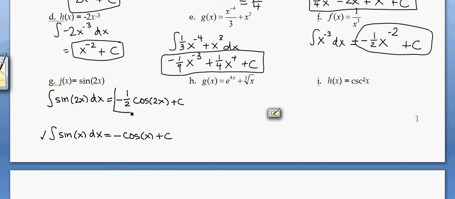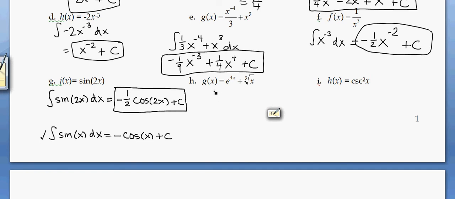Again, you have to make sure you really believe that. If you're just sitting there listening to me and not really understanding it, you're not doing everything you need to. So what I would actually recommend you do is pause the video, let g of x be your 2x, and actually work through the chain rule and convince yourself that you get back to sine of 2x.